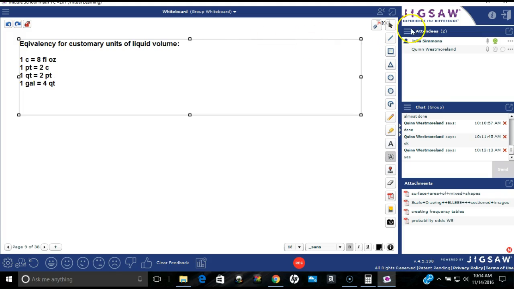All right. And make this bigger so it's easier to read.